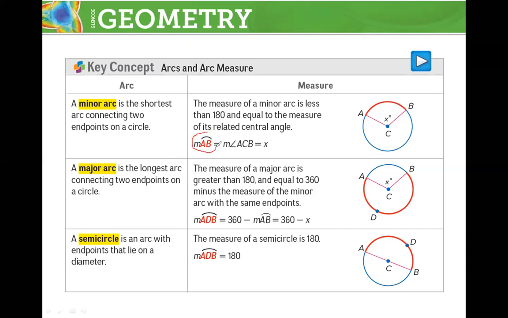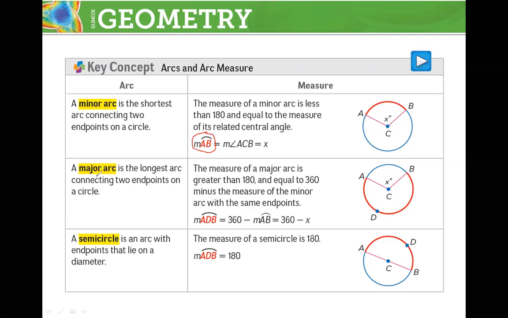Pay attention to the sign. Measure of the arc AB equals the measure of the angle x, which is the central angle. So the measure of the arc equals the measure of the opposite central angle. The measure of the minor arc is less than 180, and it's equal to the measure of the related central angle or the opposite central angle.